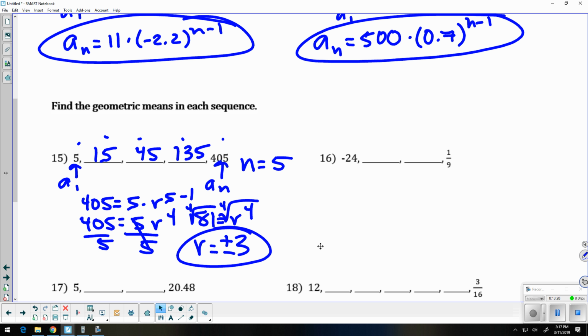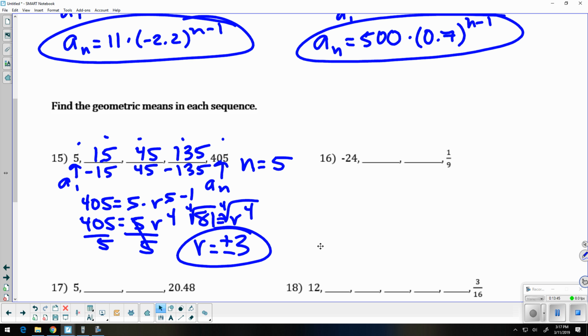So now what if I do negative 3? If I multiply everything through by negative 3, what do we get? Well, 5 times negative 3 is negative 15. Negative 15 times negative 3, well, negative times a negative is a positive, so that middle term is basically going to be positive no matter what. It doesn't matter if r is positive 3 or negative 3, it's still going to be positive 45. But then 45 times negative 3 is negative 135.